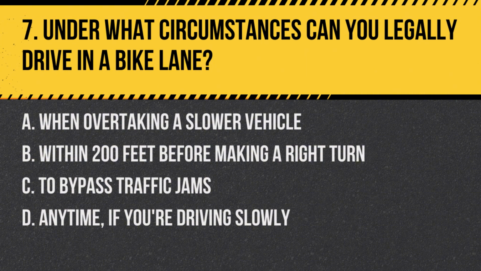Question 7. Under what circumstances can you legally drive in a bike lane? A. When overtaking a slower vehicle. B. Within 200 feet before making a right turn. C. To bypass traffic jams. D. Anytime if you're driving slowly. Answer. B. Within 200 feet before making a right turn. This is the only time a driver may legally enter a bike lane.